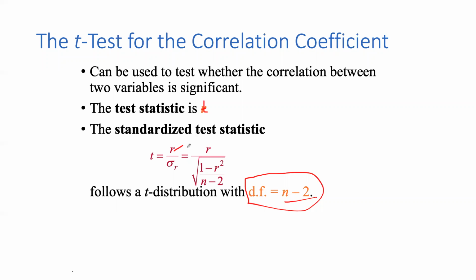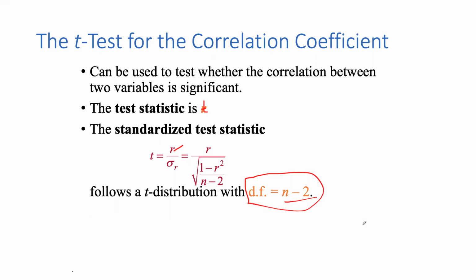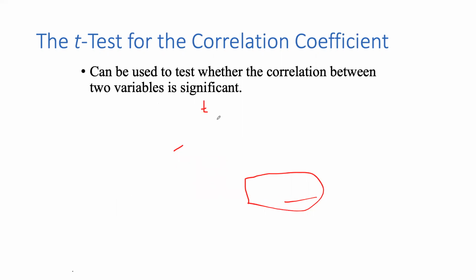Okay, so the rest of the testing procedure is still the same. We just calculate the test statistic and see whether it's in the rejection region or not, and then you go on your merry way. Okay, so in our context, we are only going to do two-tail hypothesis tests for rho. So we're just going to consider this one situation where we are just testing to see if there is any significant correlation or not. We are not particularly concerned with whether it's positive or negative. All we want to know is whether there is any correlation to begin with or not.